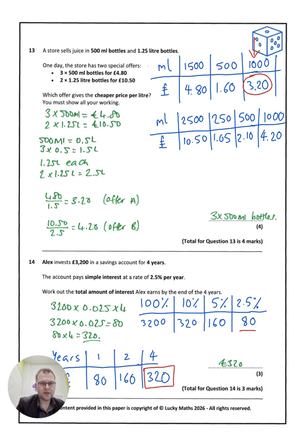When we're doing simple interest, again, of course, a calculator is the best bet, but if you don't want to use a calculator for whatever reason, find 10%, half it to get 5%, half that to get 2.5%, and then quite simply times that by the number of years. So in this case, we've got 80 for 1 year, 160 for 2, 320 for 4 years' worth of interest.